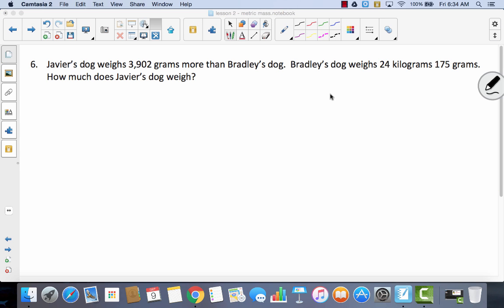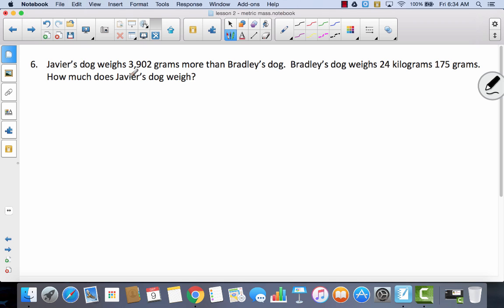Okay, number 6. So I believe this is a Spanish name. I think you pronounce it Javier, but it's a name, so if you mispronounce it, it won't change the outcome of the problem. So Javier's dog weighs 3,902 grams more than Bradley's dog. Bradley's dog weighs 24 kilograms, 175 grams. How much does Javier's dog weigh?